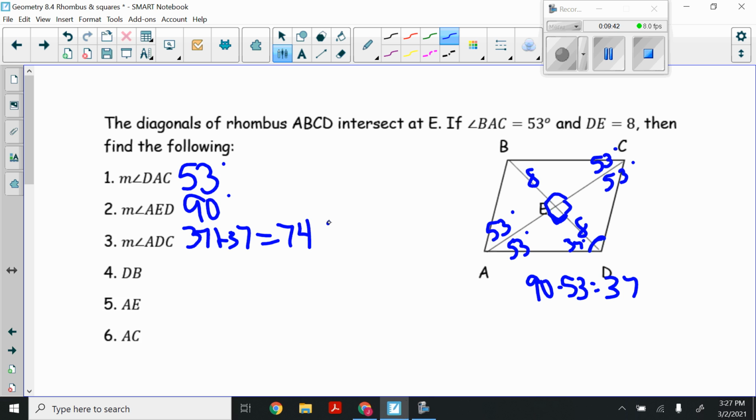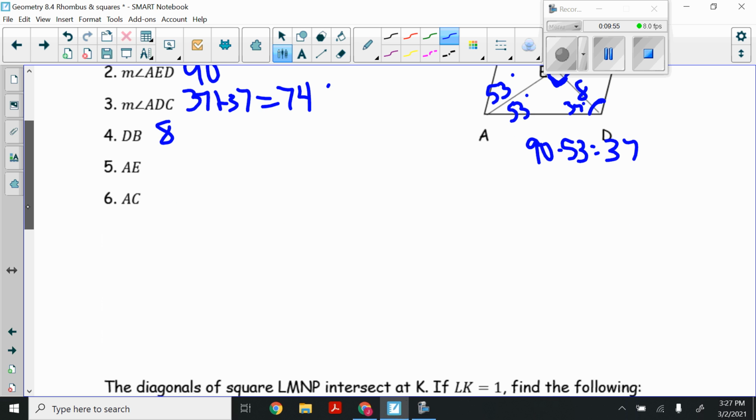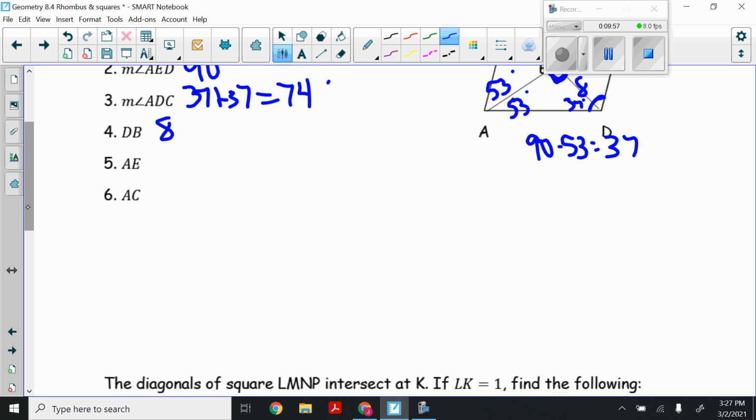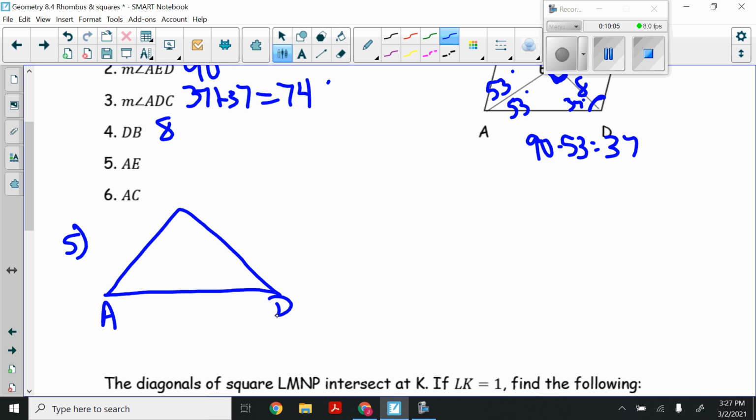All right, so then number 4, find DB. Well, DB, again, that's something that I've already labeled as 8. Number 5, find AE, so A to E. So let's draw that picture out. So this is the picture I have in here. This is A, this is D, this is E.